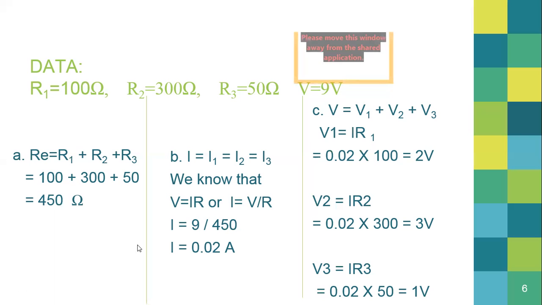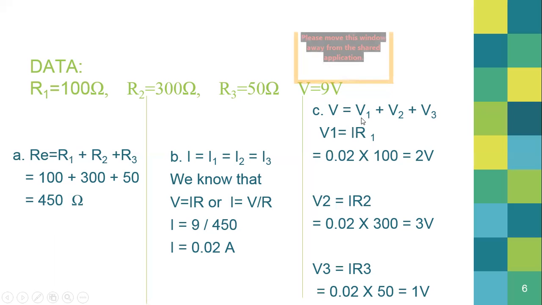So V is 9 volt as given, and the total resistance is 450, which we have already found over here. So 9 divided by 450 means 0.02 ampere. Ampere is the unit of the current; in the previous classes, we have learned about it. So I is the current, and 0.02 ampere current is flowing in this circuit.